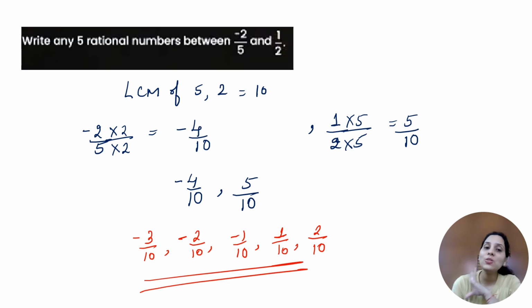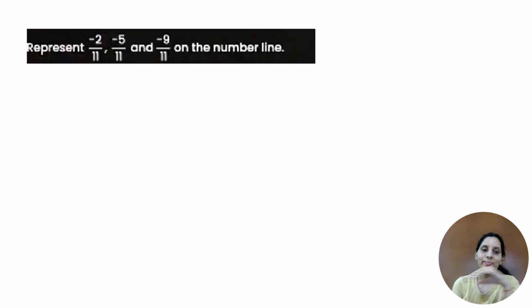So it depends on the question how many rational numbers it is asking for. But the only method is you will try to make the denominator same. That is it. And then just focus on the numerator and write down the rational numbers. I hope this is clear. Next one. Represent these on a number line.